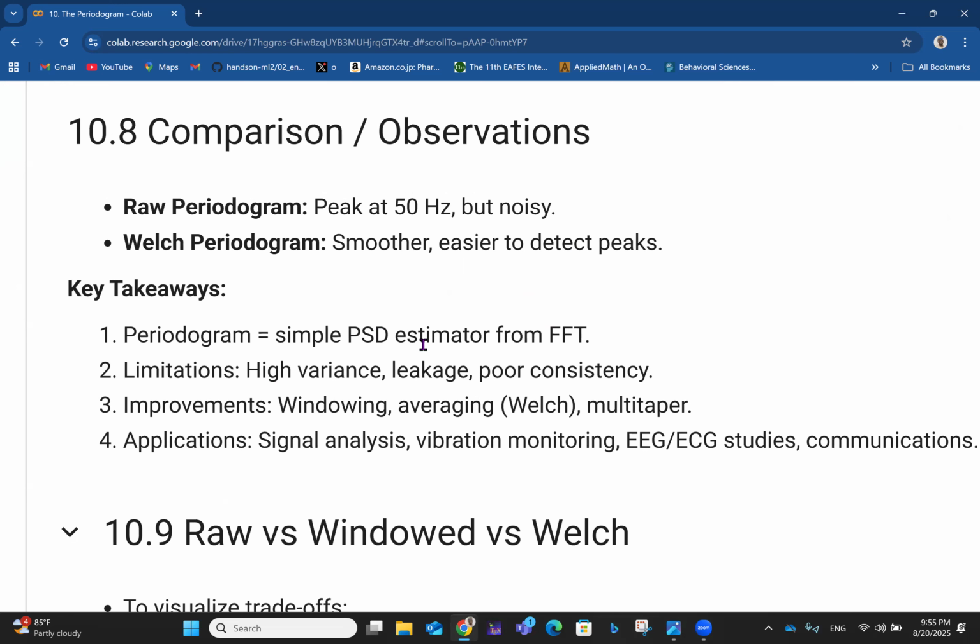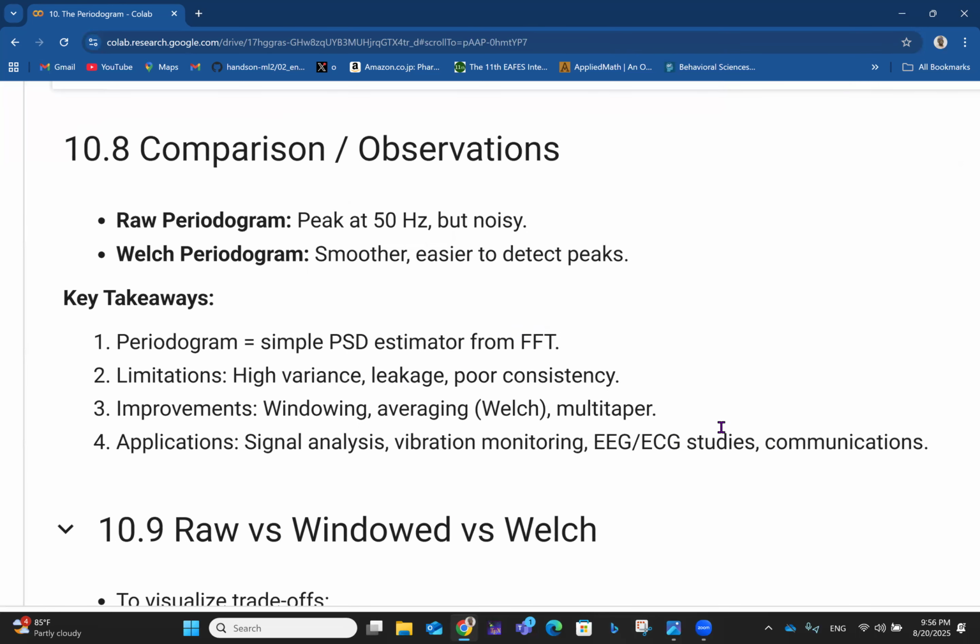The periodogram is a simple power spectral density estimator from the FFT. That's what a periodogram is. Then the limitations: high variance, leakage, and poor consistency. Improvements: you can improve by windowing, averaging, using Welch, and you can use multi-taper. I think we're going to see that in the next video.